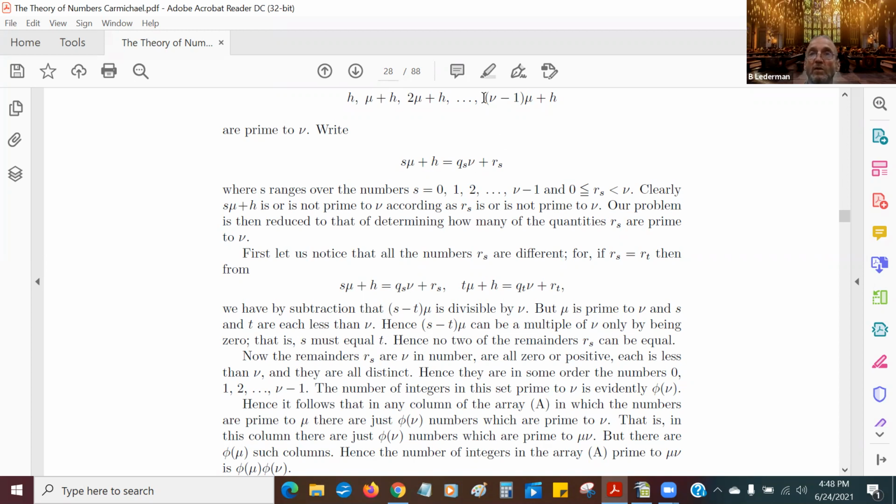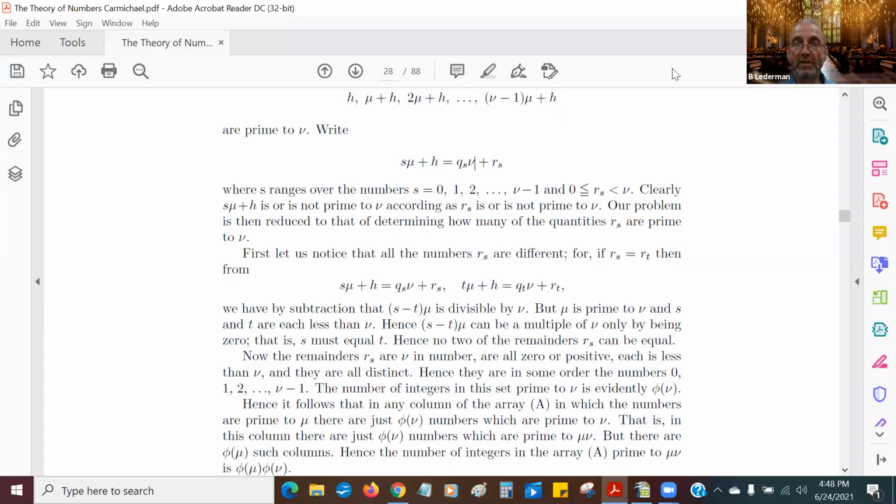Now, I lost my place. I actually skipped a line, so let me go back to this point right here. When I do the subtraction, I have S mu minus T mu. That's over here. Here I have QSV minus QTV, because the RS and the RT are supposedly equal. That's what we're doing. We're looking at what happens if they're equal. And that means that S minus T mu is divisible by V.